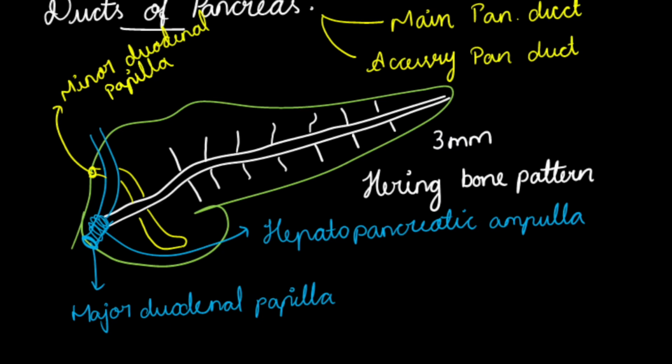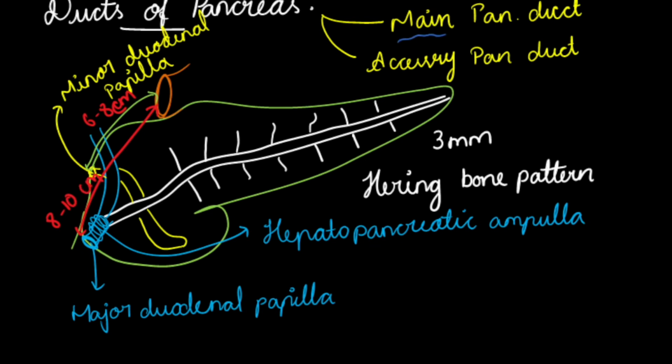So if you want to mention the exact anatomical location of both the papillae, you can measure it from the pyloric opening. Just imagine this is the pyloric opening, that is the lower end of the stomach. And this minor duodenal papilla would be around 6 to 8 centimeter, and this major duodenal papilla would be around 8 to 10 centimeter away from the pylorus.